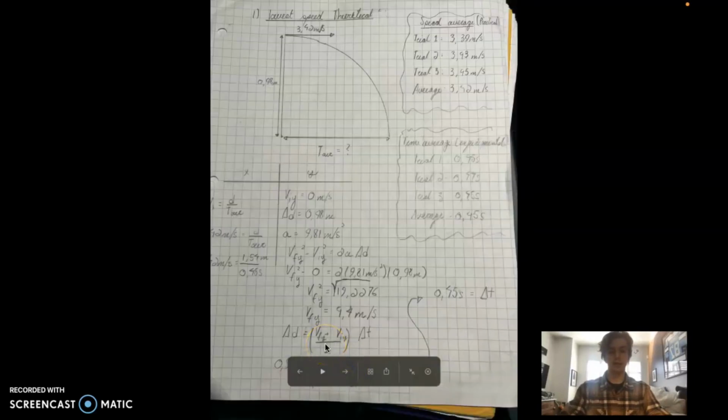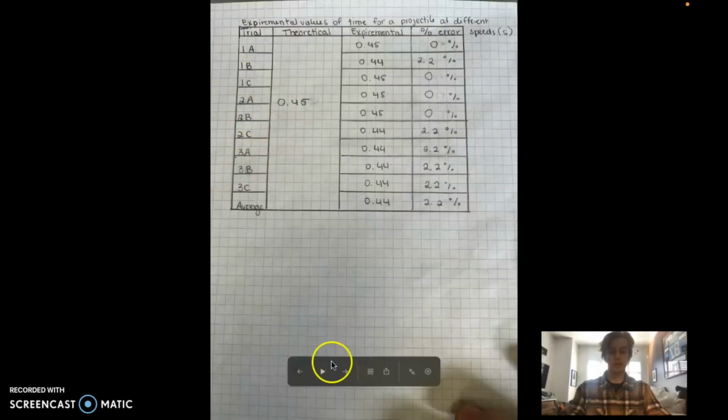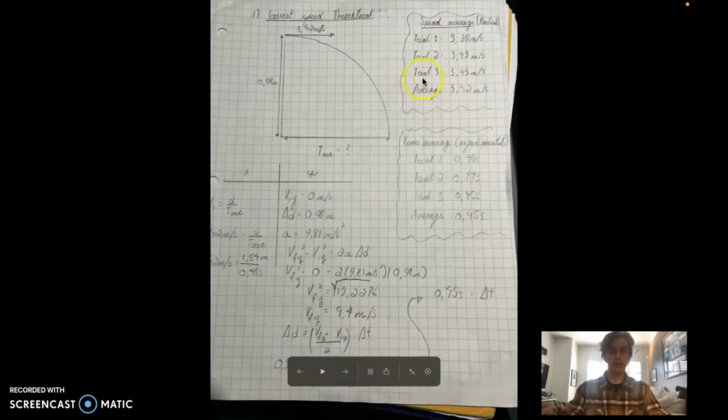So basically, how we found the theoretical value is that first we took the average of trials 1, 2, 3 for the first click, which was the lowest speed. We took the average as the velocity. Then we knew we had 0.98 meters, and we wanted the time in the air.